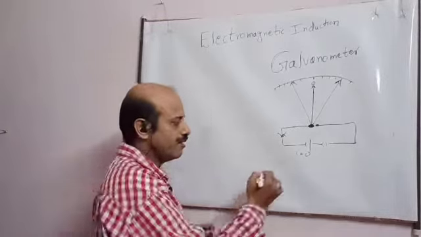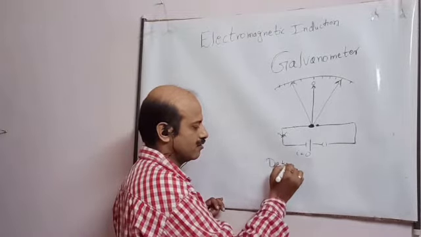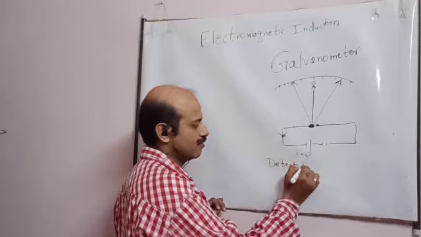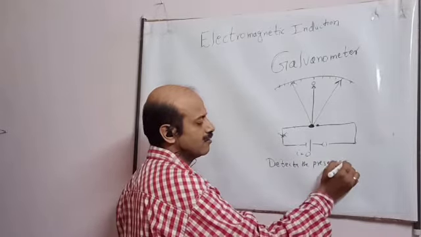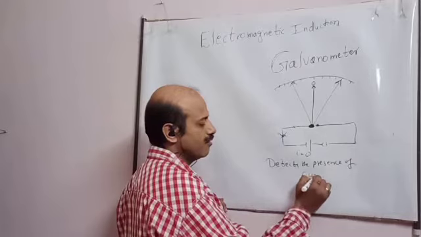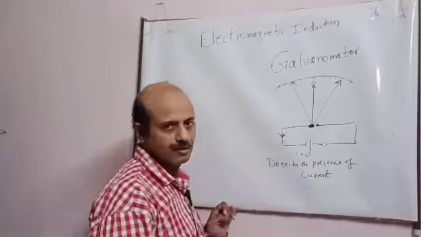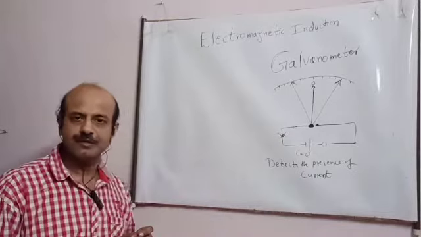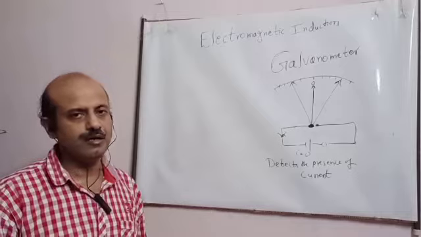So what is a galvanometer? It detects the presence of current. If there is a current in a circuit, it will show deflection. This is the use of a galvanometer.